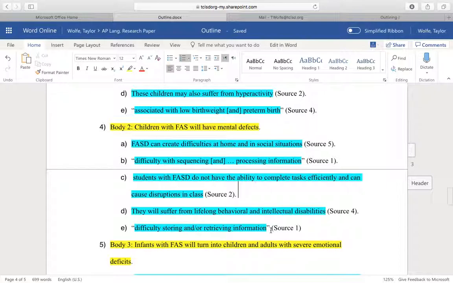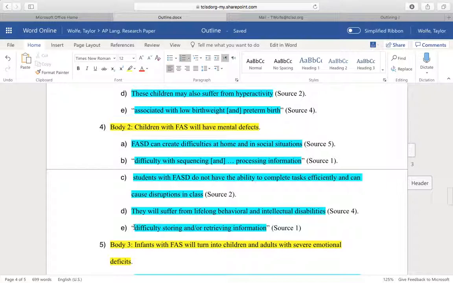I think, again, this could have been ordered in a different way. You probably could have said this one first, difficulties at home and in social situations, and then move into a school setting and say, in a school setting, for example, they will have difficulty with processing and sequencing information. They will cause disruptions in class.